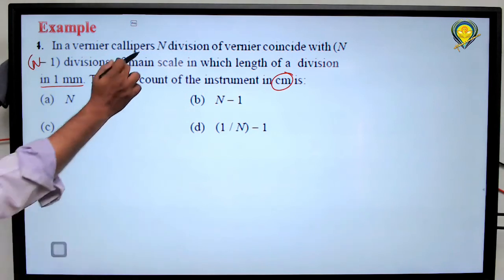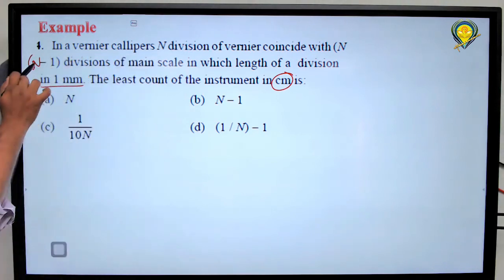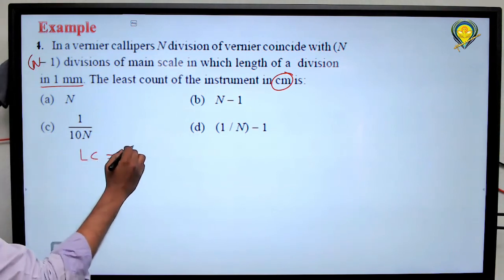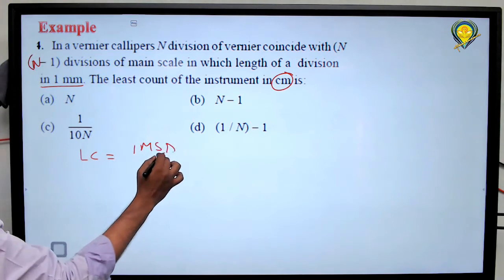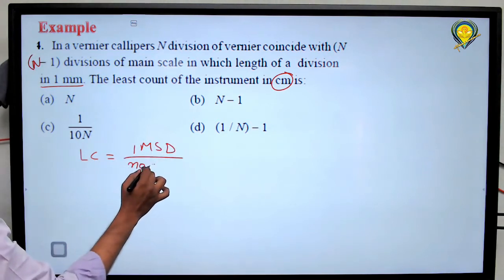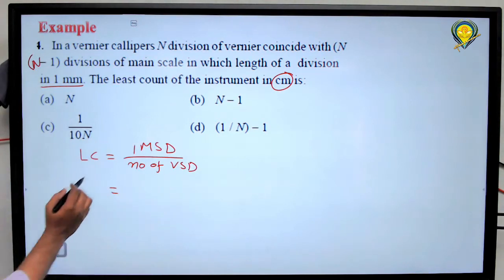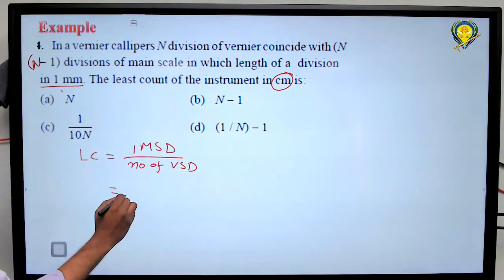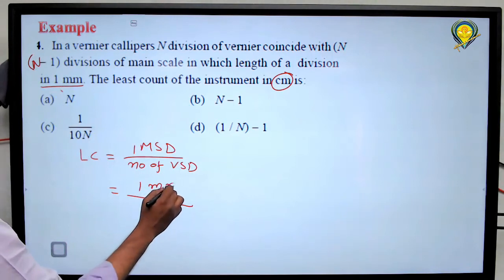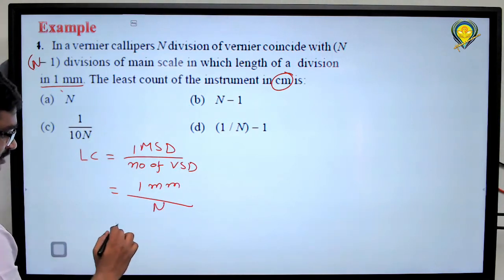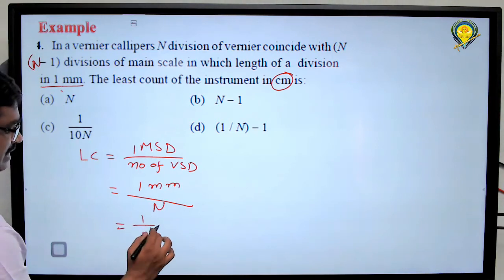So here n vernier scale divisions coincide with n minus 1 main scale divisions, so we can use the first method. What is the formula for least count in the first method? One main scale division divided by the number of vernier scale divisions. What is the one main scale division value? 1 mm. The number of vernier scale divisions is n. So 1 by n mm.